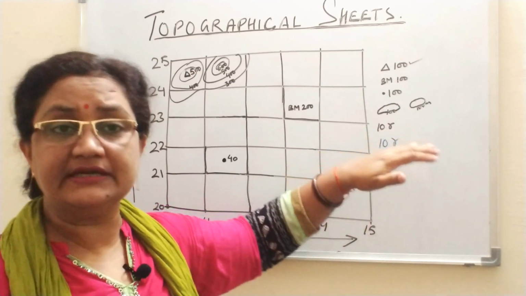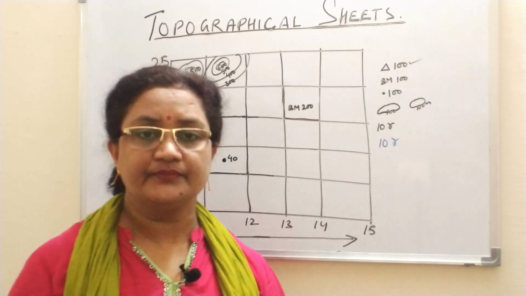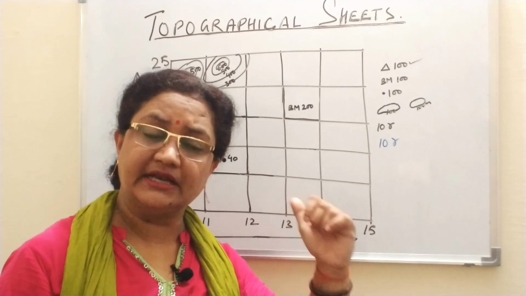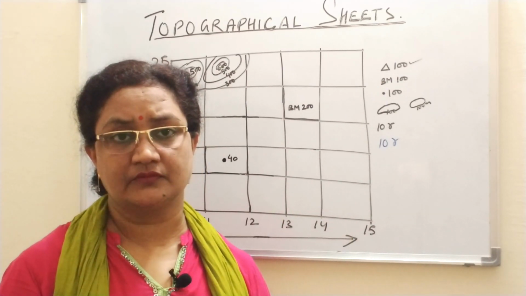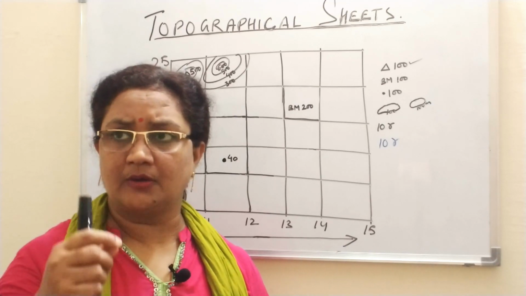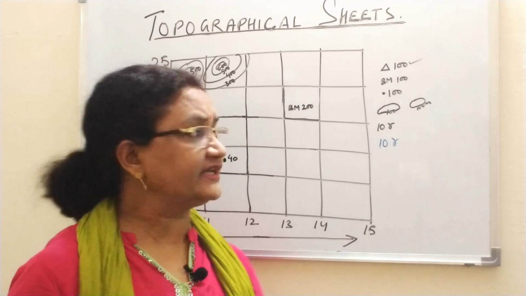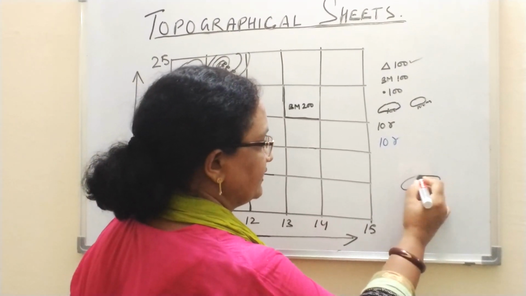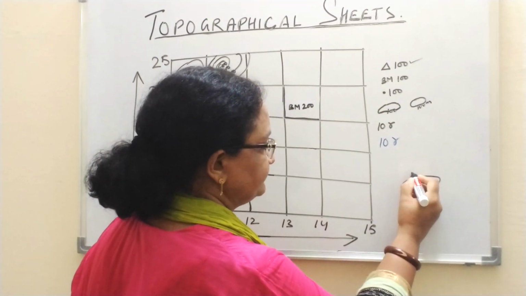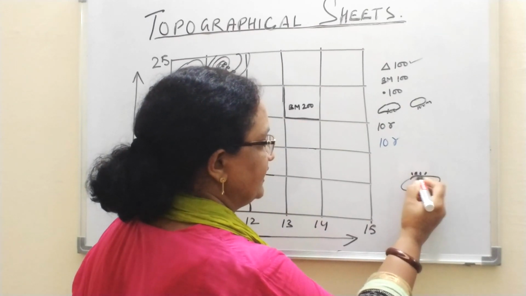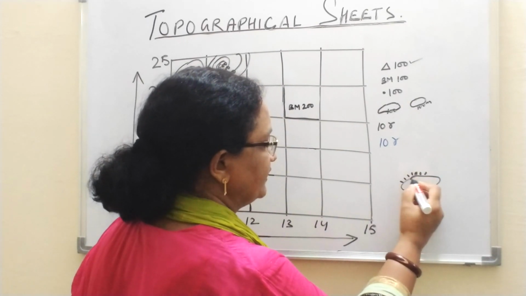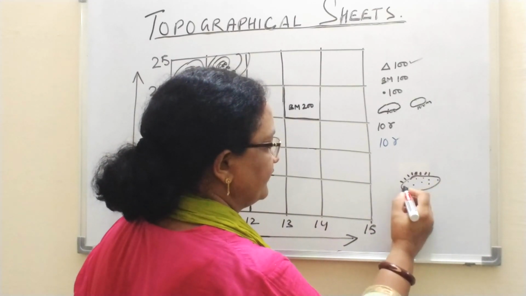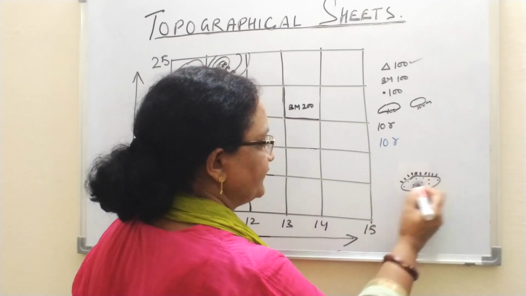Why? Because it is in reference to the surrounding area. That's why it is called a relative height. Suppose, one example I am giving you. Suppose any embankment is there. Generally, the symbol of embankment is shown like this. Right? Any embankment is there on one side of the tank. Okay, this is a tank and on one side of it, the embankment is there.